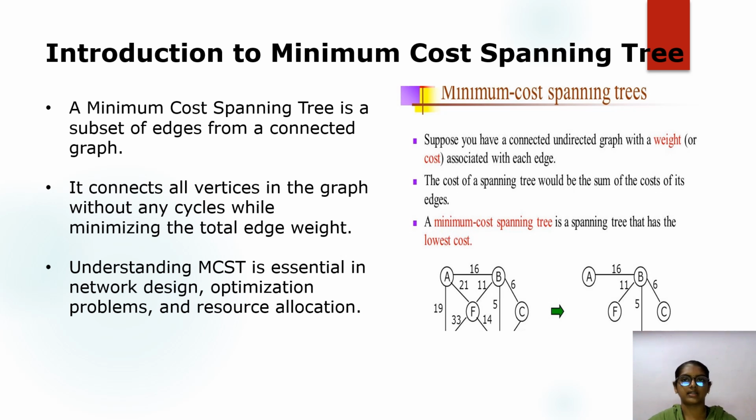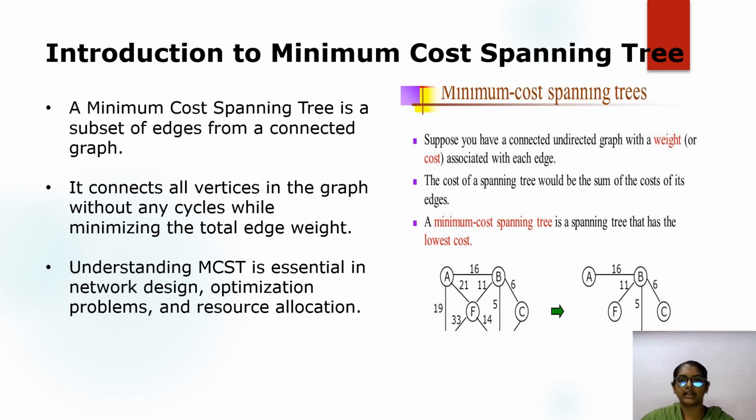Introduction to minimum cost spanning tree. A minimum cost spanning tree is a subset of edges from a connected graph. It connects all vertices in the graph without any cycles while minimizing the total edge weight. Understanding minimum cost spanning tree is essential in network design, optimization problems, and resource allocation.